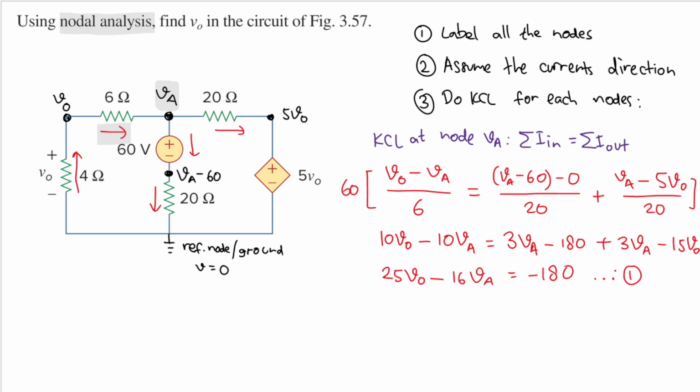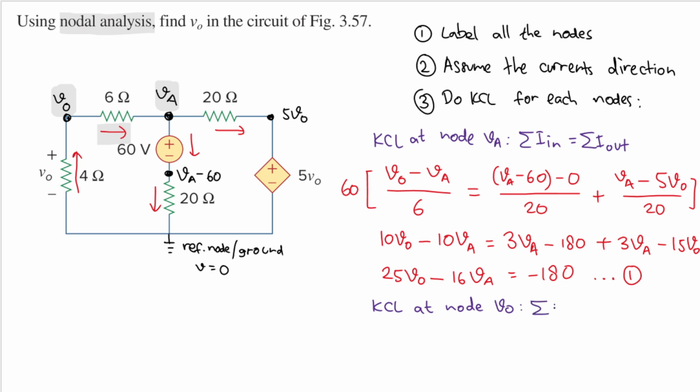Okay? Because we have two variables, we need one more equation. Okay, and how to do that? Let's do another KCL, but this time at V0. Let's do KCL at node V0.